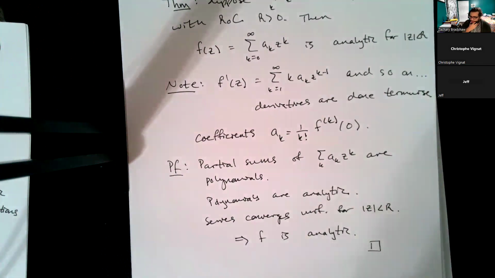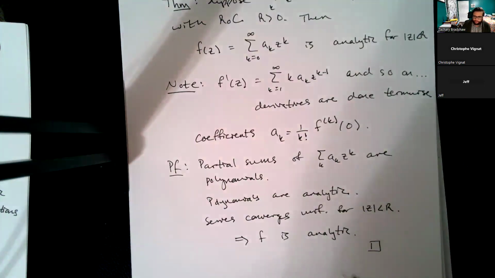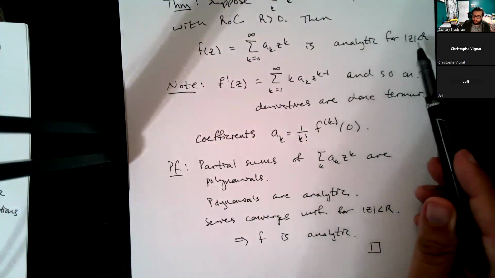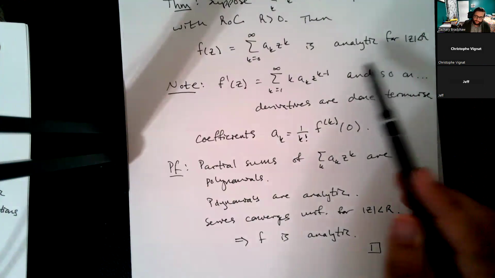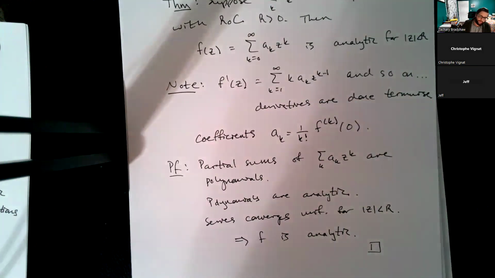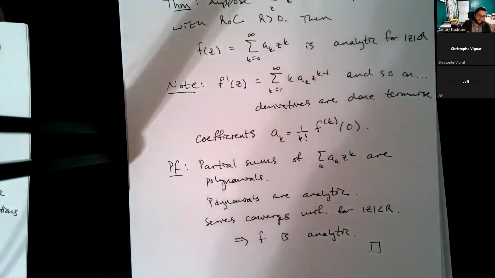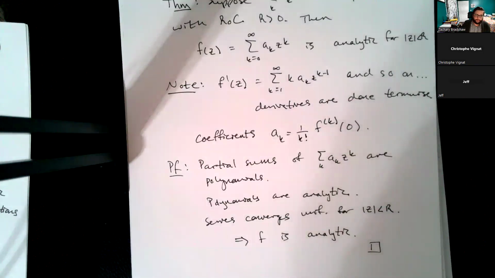Okay. So we have a sequence of partial sums. Each partial sum is a polynomial, so it's analytic. And we know from our previous theorem that for modulus of z less than r, this power series converges uniformly. And uniform convergence is a very strong form of convergence that guarantees that the limit is also analytic, because of the sequences.